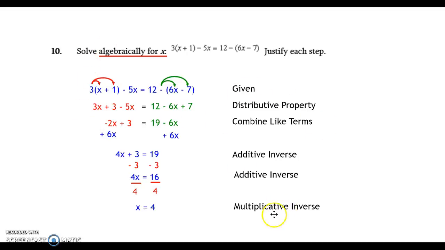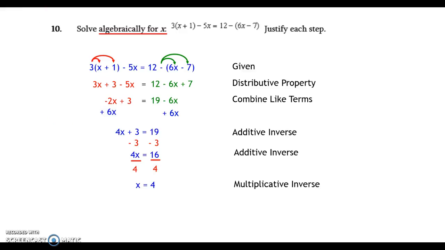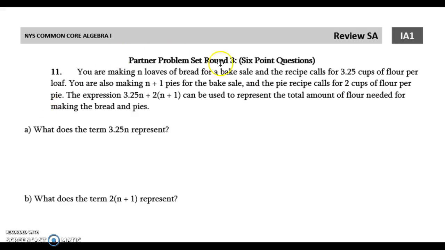This is not necessary to do. This explanation is not necessary to do on a 4-point question. However, if you do it, then you will know exactly what you're doing. You'll be able to show your work, and you'll be able to keep yourself organized. Finally, let's take a look at the 6-point question.